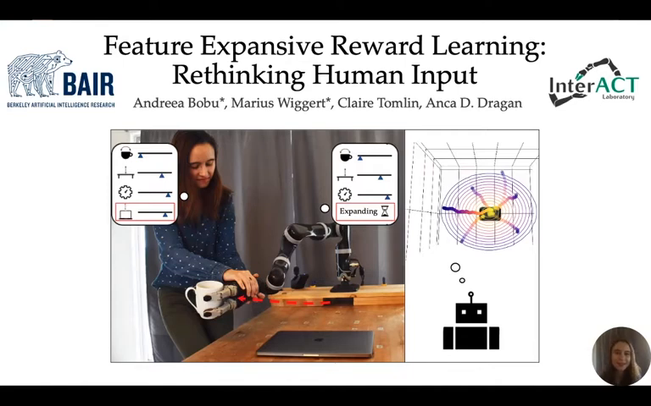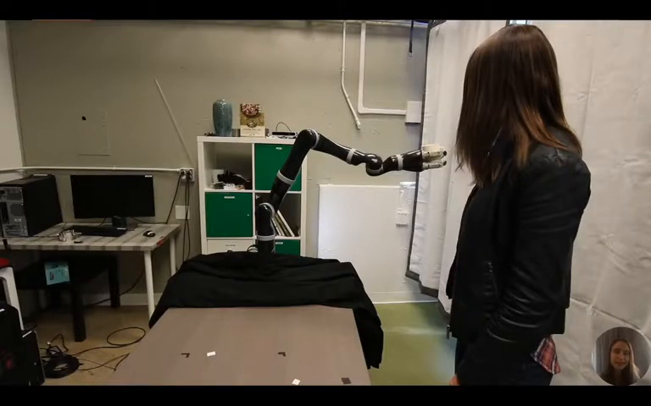Hi, I'm Andrea, and our work is on learning features from human input for improving reward learning. Robots can adapt their behaviors by learning from human input, like demonstrations or corrections.